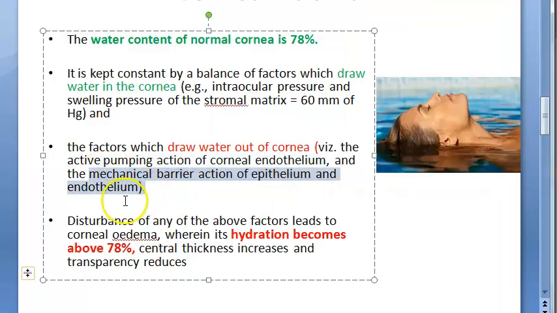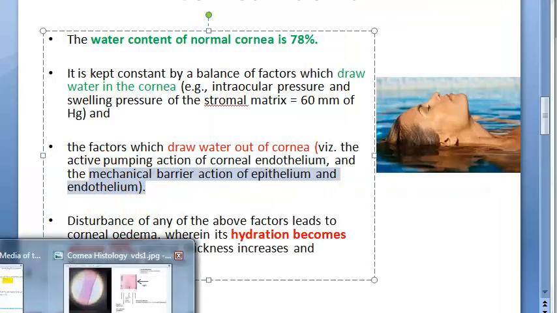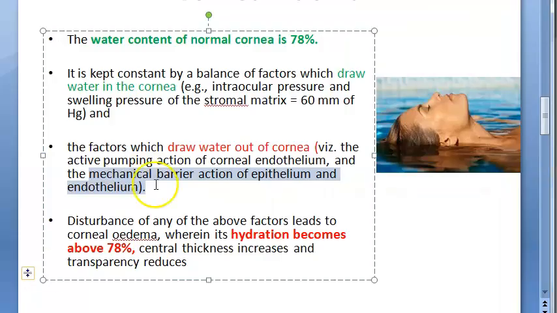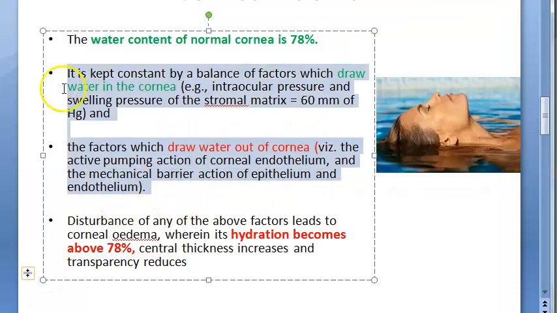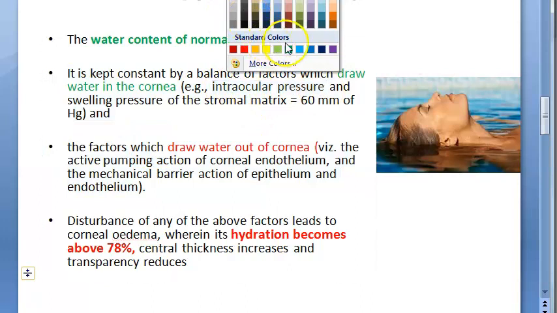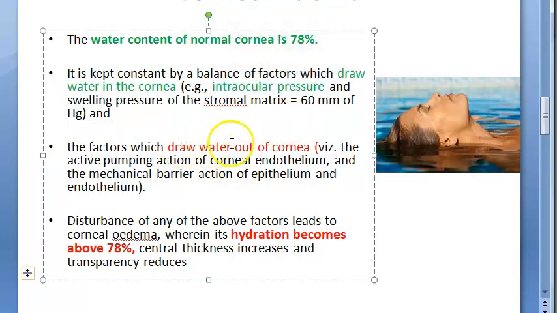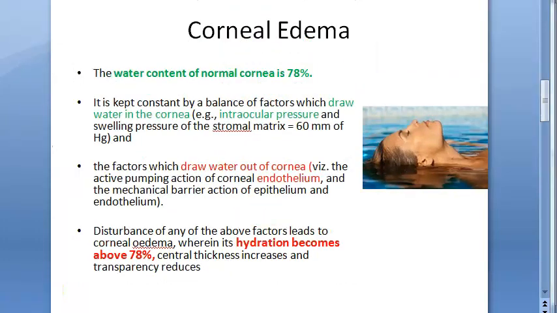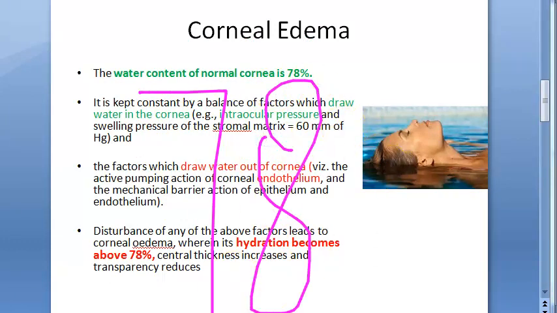Also, the epithelium and endothelium, you can see how they are sitting on either side, right? So they are going to form mechanical barriers. Mechanical barriers for what? For all this water movement, you can see. So basically, you have to focus here on what? What is bringing the water in? It is the intraocular pressure. What is removing the water out? Mainly, you can remember endothelium. Okay. So did you get the percentage? It is 78%. Okay.